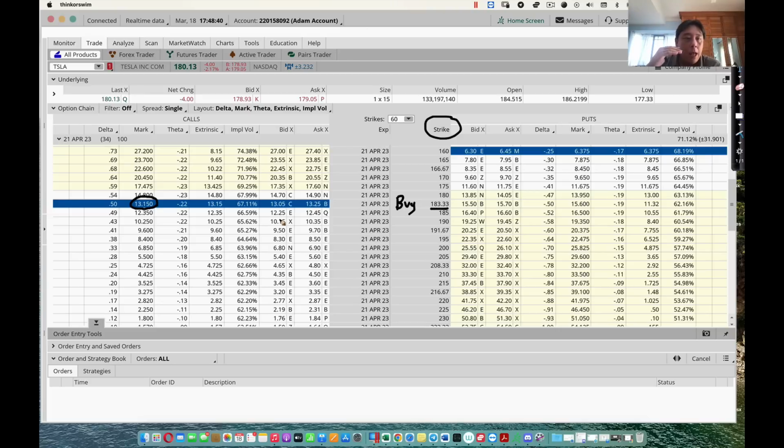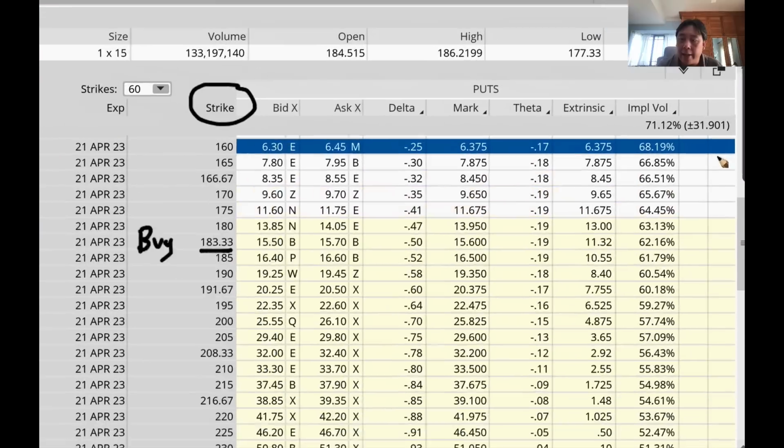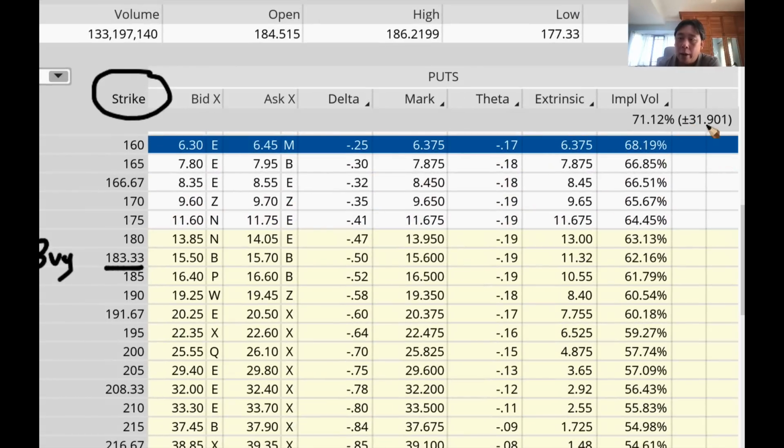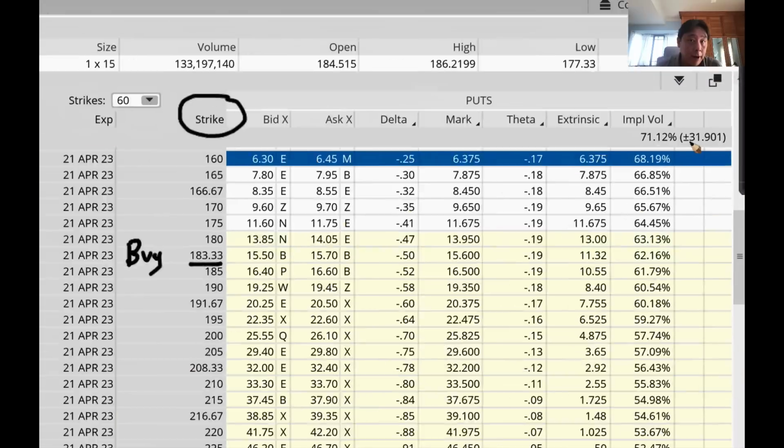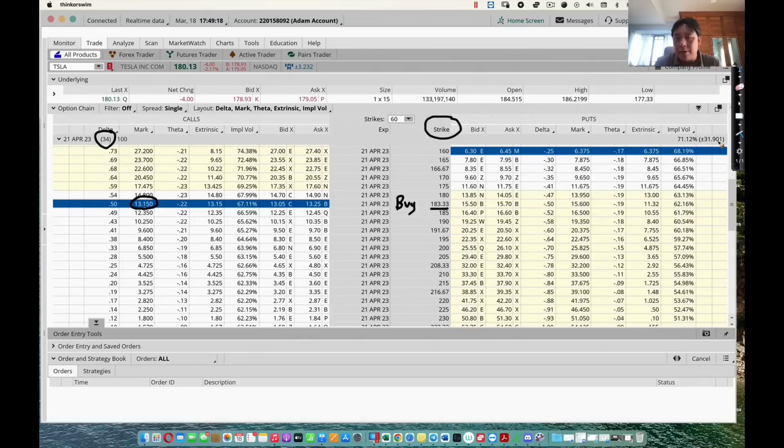Now, where is Tesla going to go in 34 days? You can see that this option expires in 34 days. Now, based on this volatility, you can see that in 34 days, Tesla is projected to move by $31.90. Plus minus $31.90. Either it goes up by $31.90 or drops by $31.90. That's the volatility. So in other words, if you think it's going to go up, that means Tesla will go up by roughly $31.90, right? Now let's round it to $30. Let's make it simple, 30 bucks, okay?